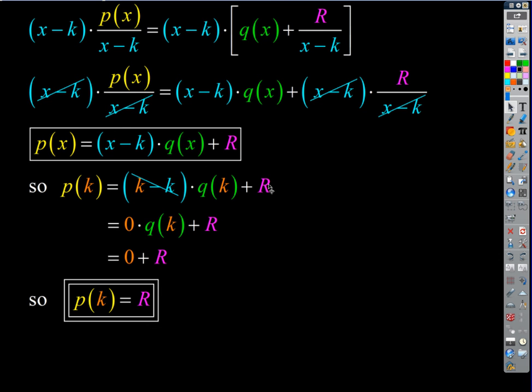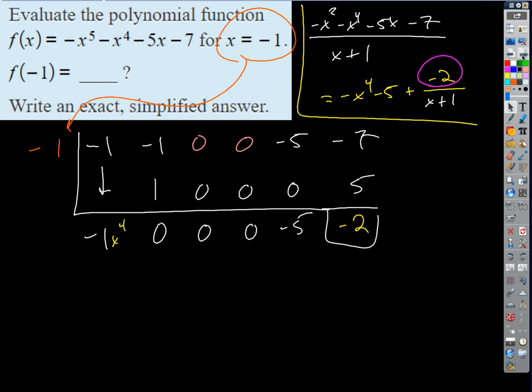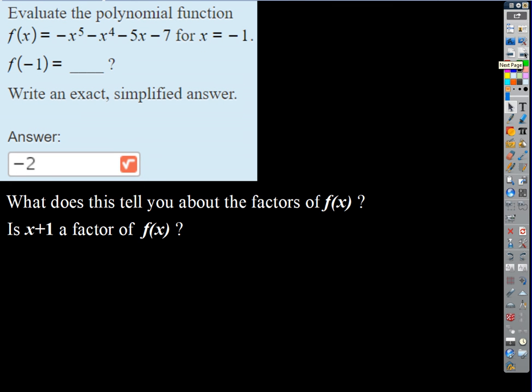That make sense? Okay. So for now, the kinds of problems you're going to do are pretty simple. They're just problems like that. Okay, we just did that one, and we got the answer, -2 is the remainder. Okay, I got another question for you, though, that kind of leads us into a discussion in a little bit, for a few days. What does this tell you about the factors of f of x? Does it tell you anything significant? Is x minus -1, x plus 1, a factor of this polynomial? It has a remainder, right?